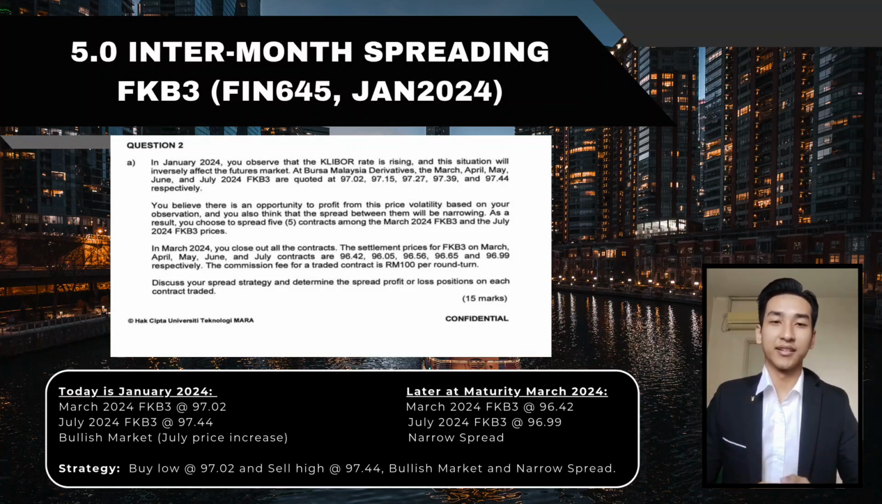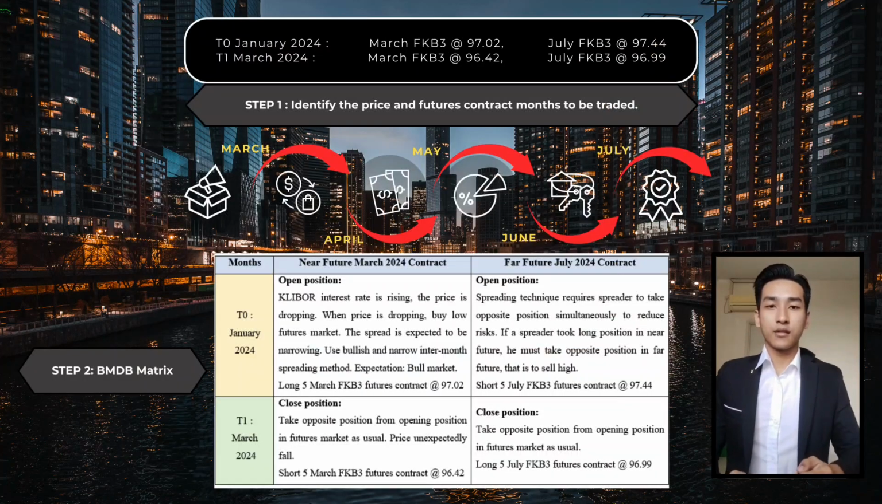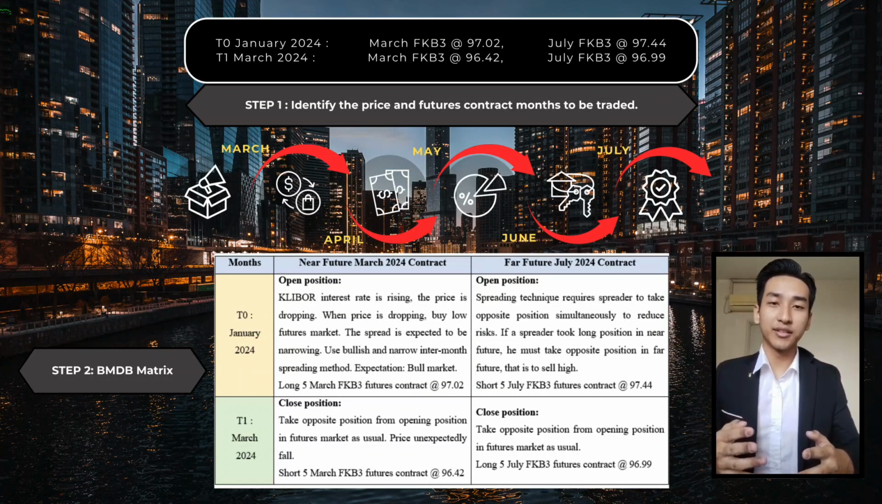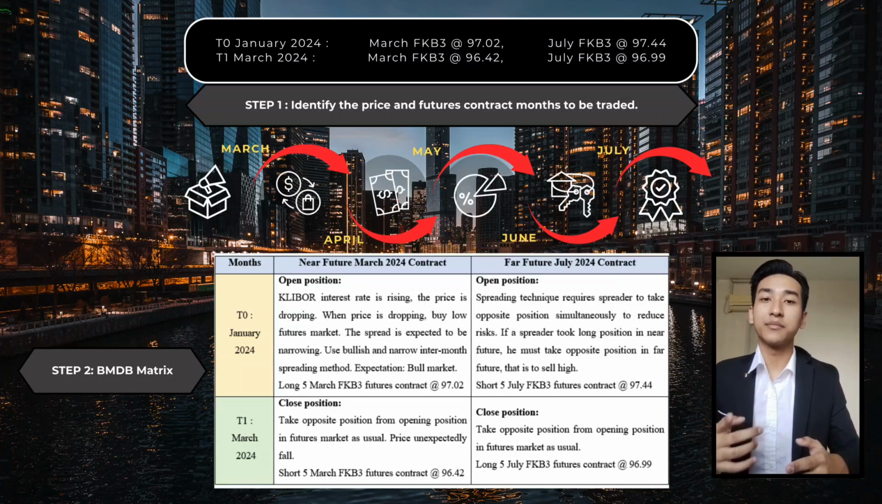This is the technique. Alright, the first step that I have done is step one: identify the price of the FKBG contract. So we have T0, far month and near month, and we have T1, far month and near month. I have identified the price, and then the second is the metrics.